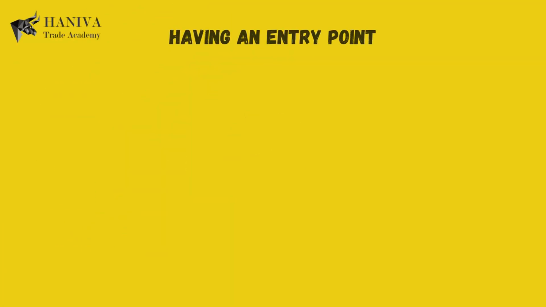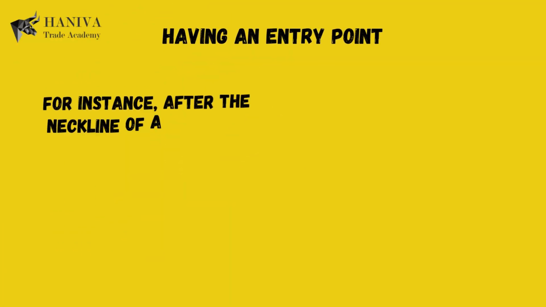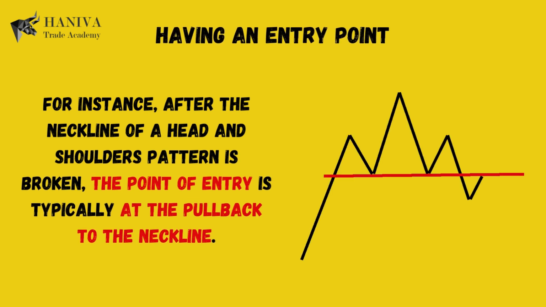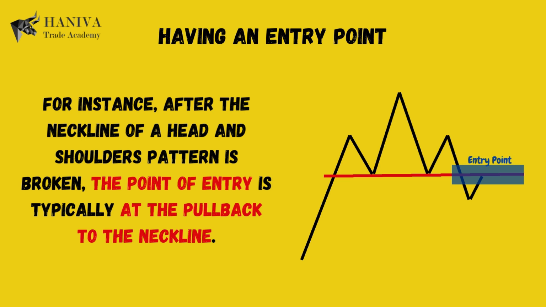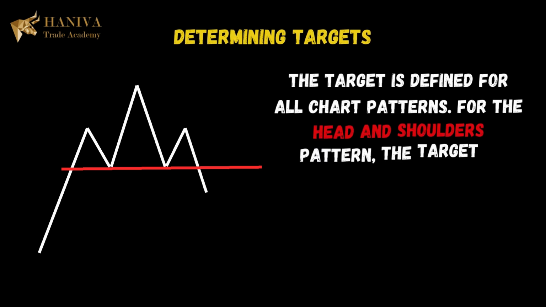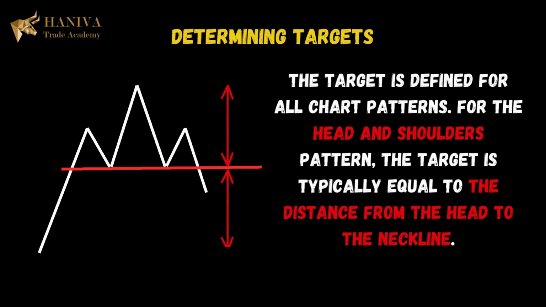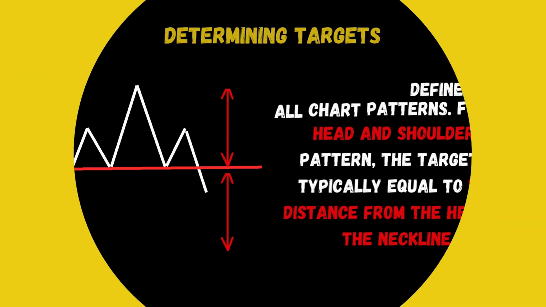2. Having an entry point. For instance, after the neckline of a head and shoulders pattern is broken, the point of entry is typically at the pullback to the neckline. 3. Determining targets. The target is defined for all chart patterns. For the head and shoulders pattern, the target is typically equal to the distance from the head to the neckline.